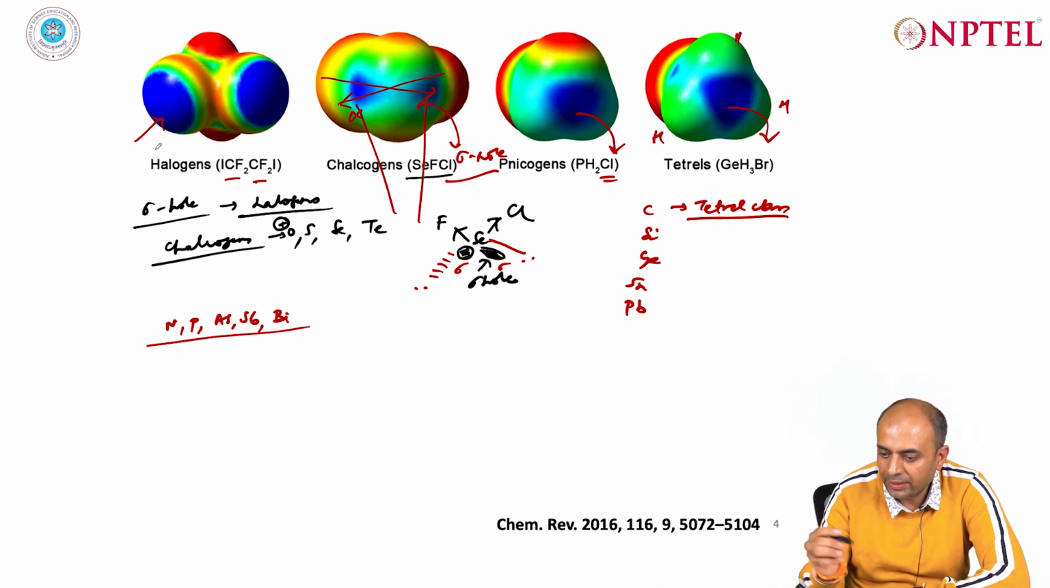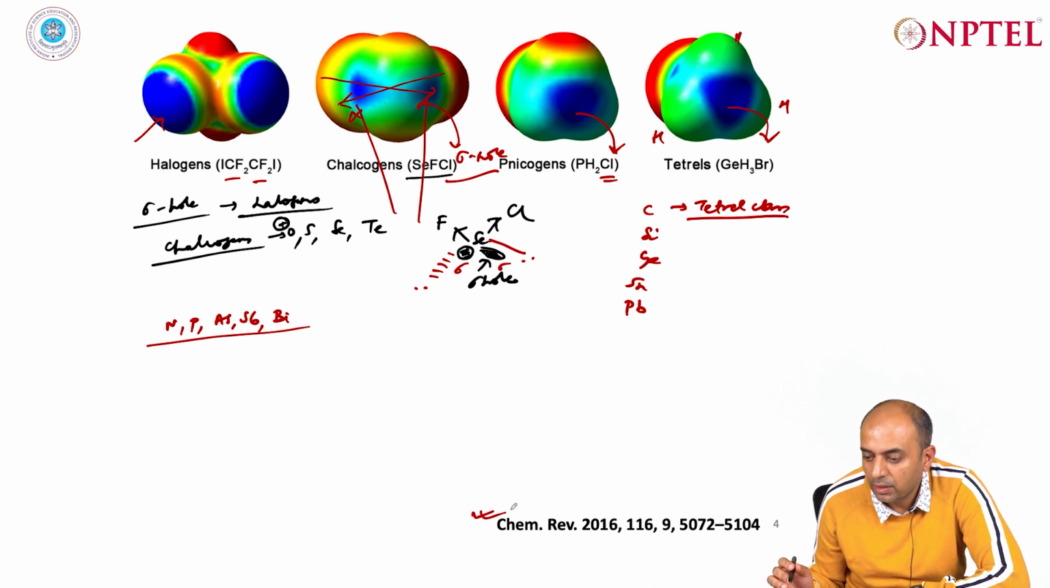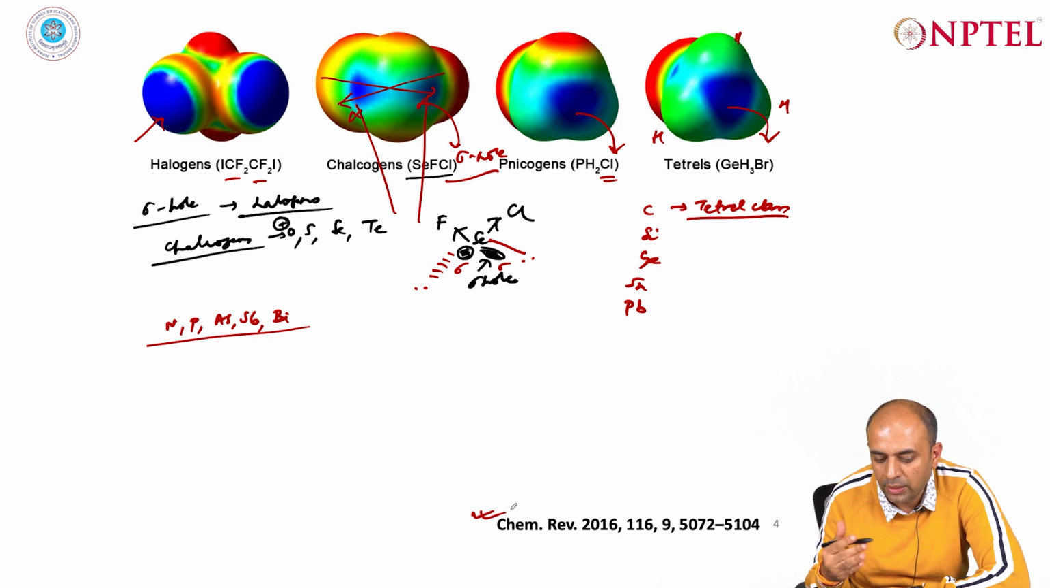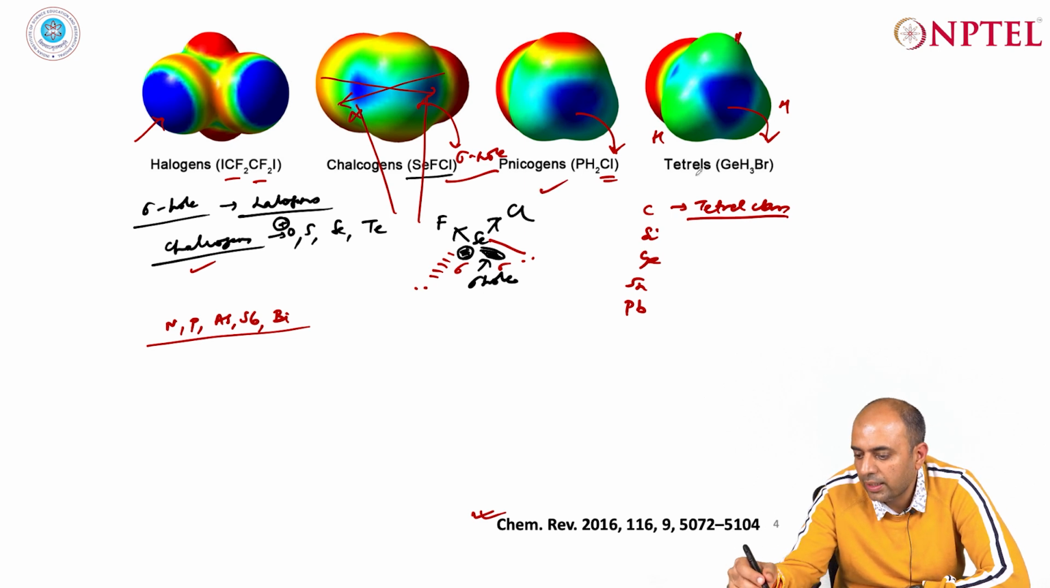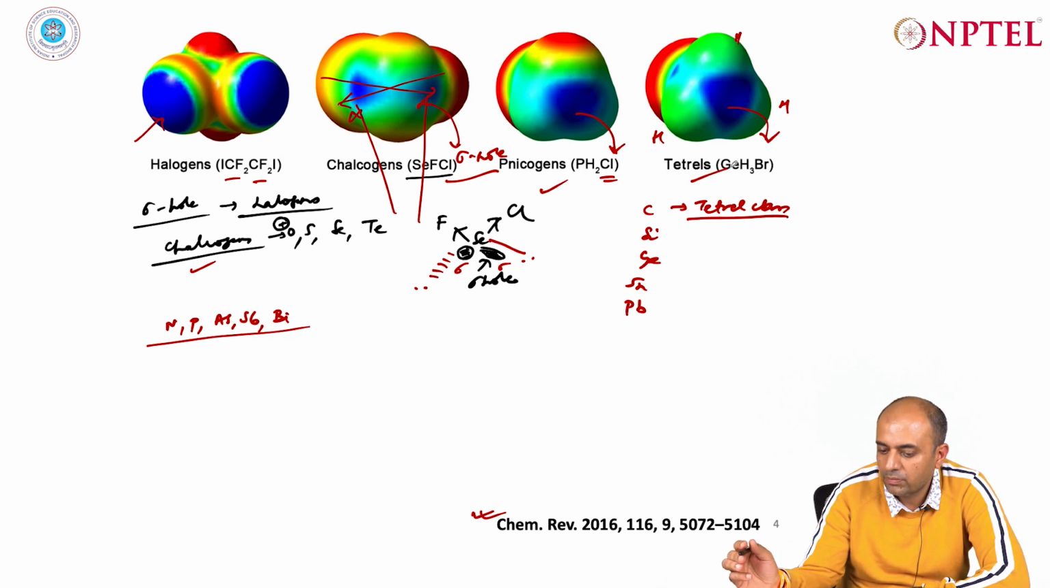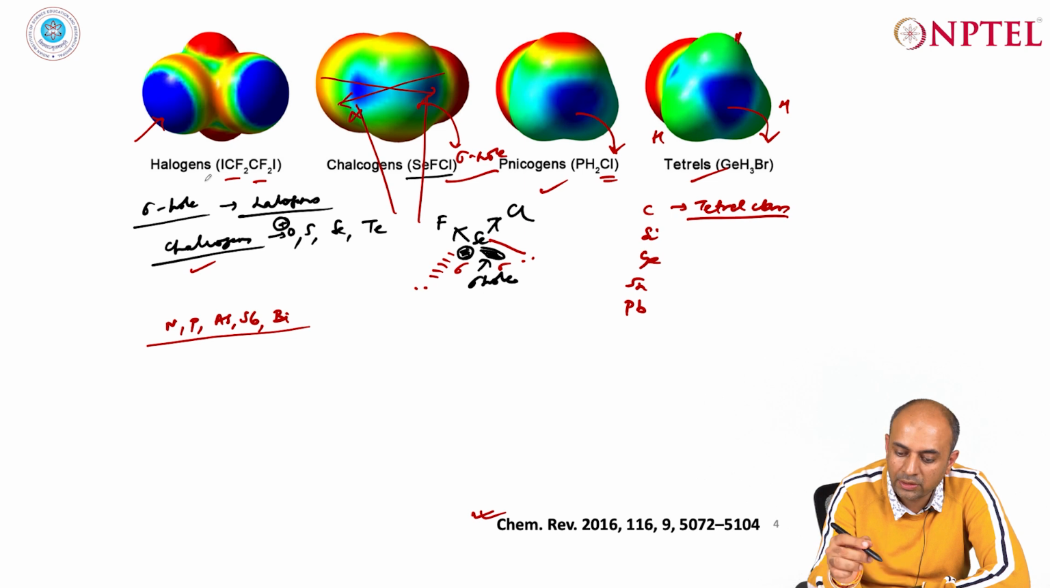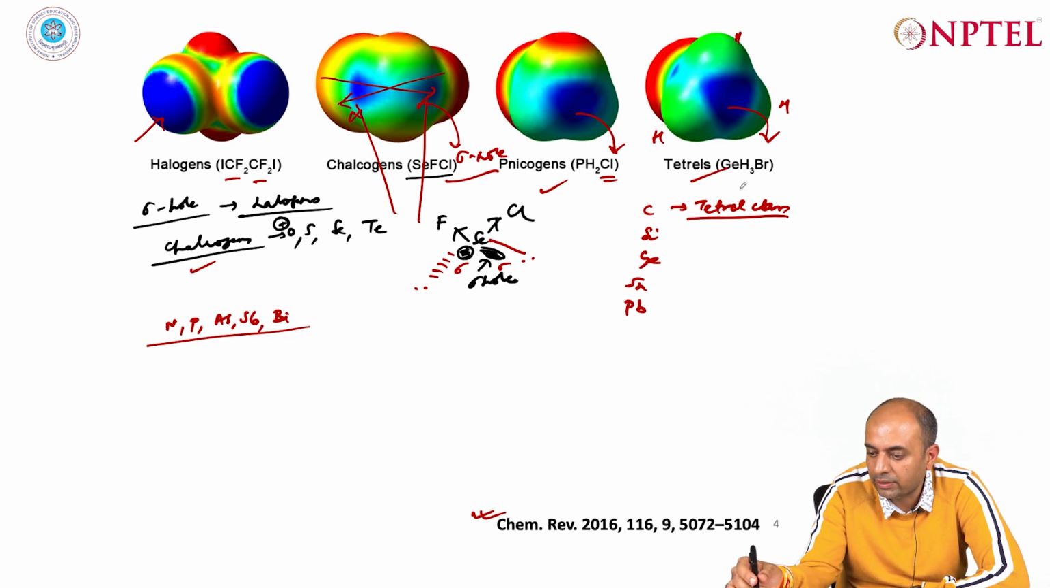So, if you would like to see more, you can refer to this particular review article from where the understanding has been drawn. So, we can see that you not only have sigma holes in halogens, but you also have sigma holes in chalcogens, in pnictogens, as well as in tetrels. So, overall this is a very generalized concept, the sigma hole, which was first discovered in case of halogens, but later on extended to chalcogens, pnictogens, as well as tetrels.